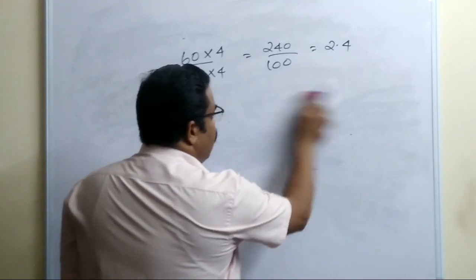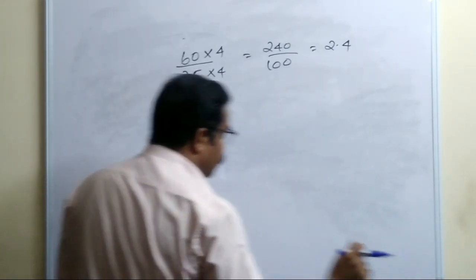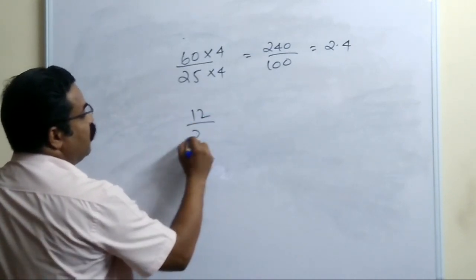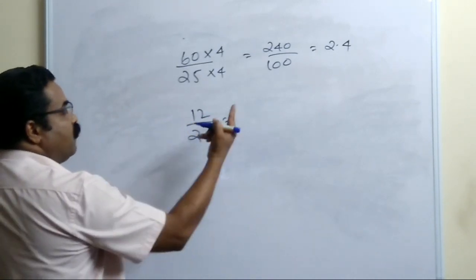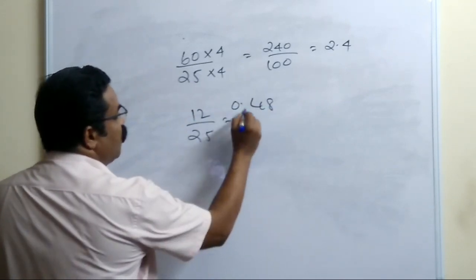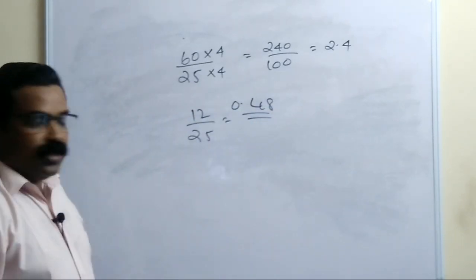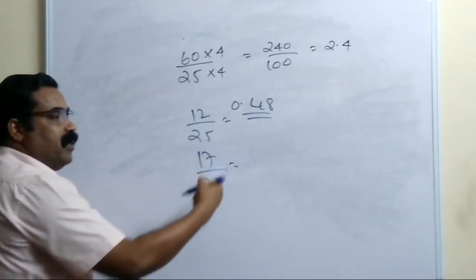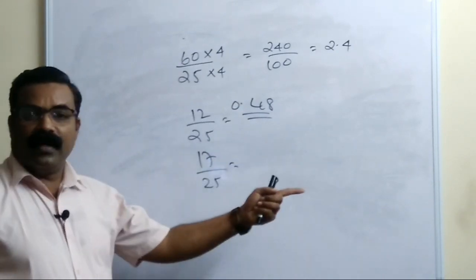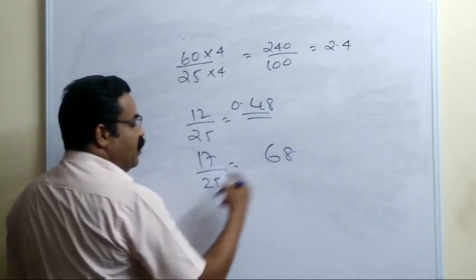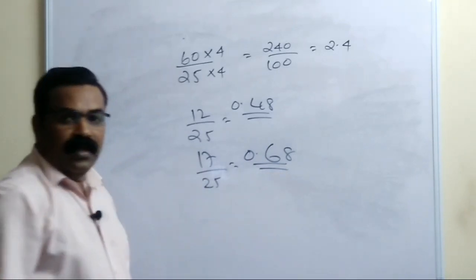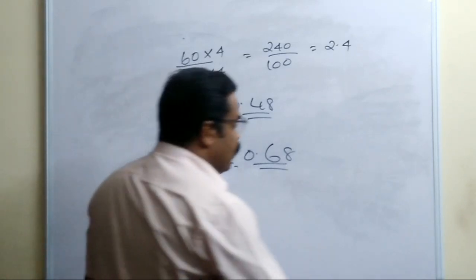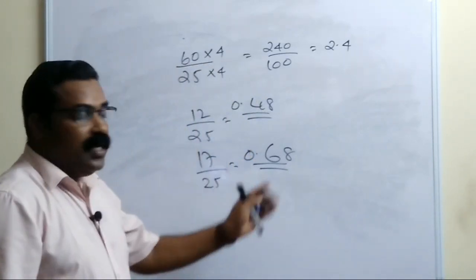So same way, for example, I want 12 divided by 25. So what will be the answer? 12 into 4, 48 and divided by 100, 0.48. Isn't it? So I want 17 divided by 25. So 17 multiplied by 4, it will become 68. So 68 divided by 100, 0.68. So multiply the numerator by 4 and divide it by 100. So that is the easy method of converting this type of fractions into decimals.